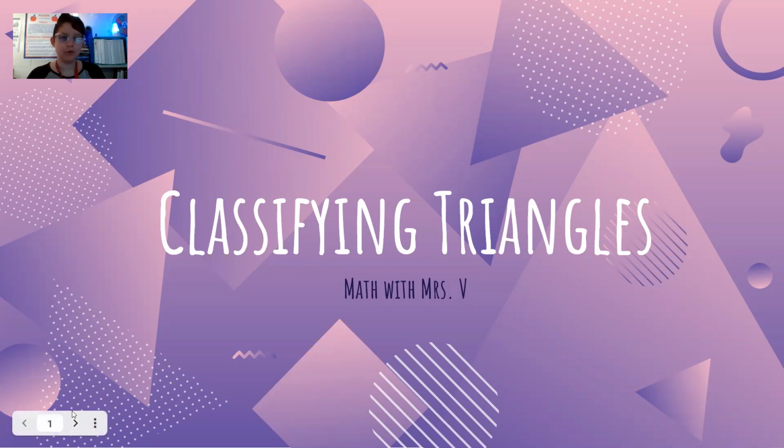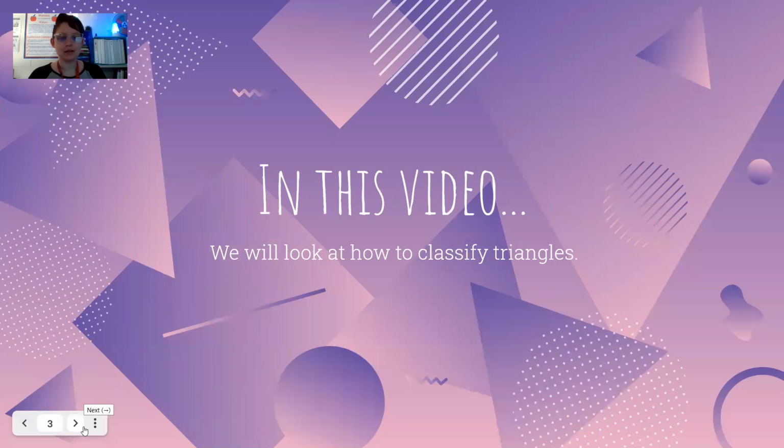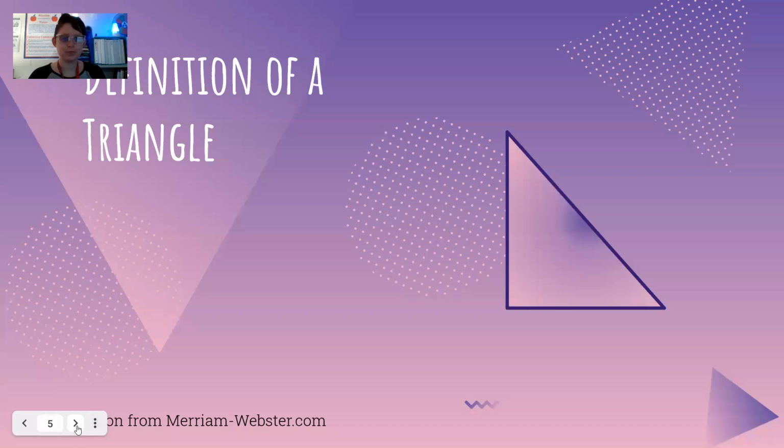Today we are continuing with geometry and starting in triangles. So in the previous video, we looked at the relationship between complementary and supplementary angle pairs. In this video, we will look at how to classify triangles. We are on standard 7G2, and we're looking at exploring various geometric shapes with given conditions. The next few videos will look at the next parts of this standard.